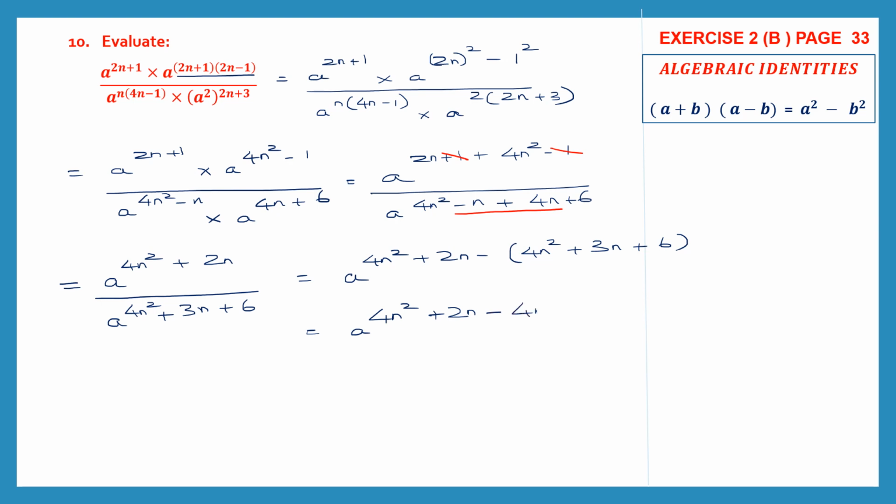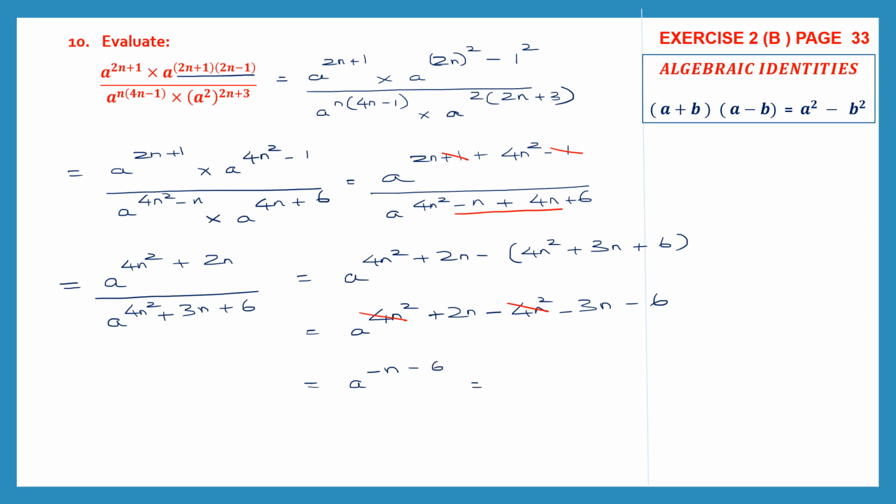So minus 4n square minus 3n minus 6. Now here what can we work out? So here we have 4n square minus 4n square. We can cancel that because that will become 0. Then here we have plus 2n minus 3n, that will become minus 1n. Okay, so that is a to the power of minus 1n means minus n minus 6.